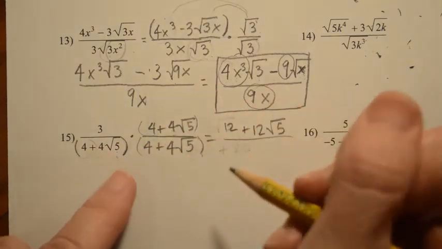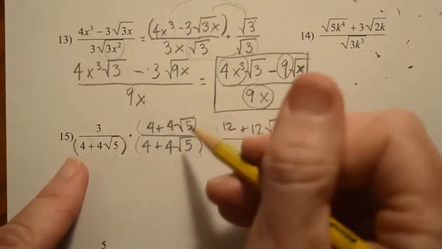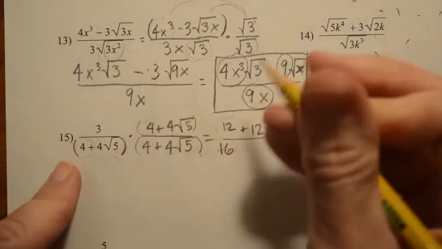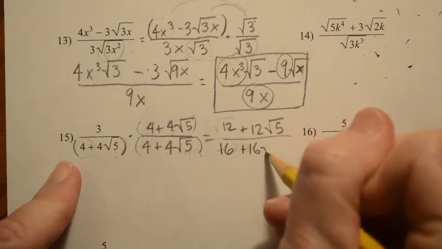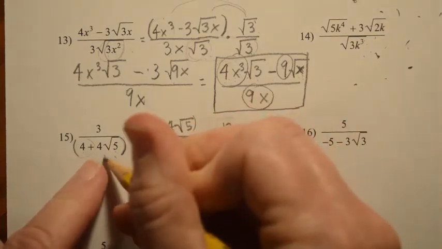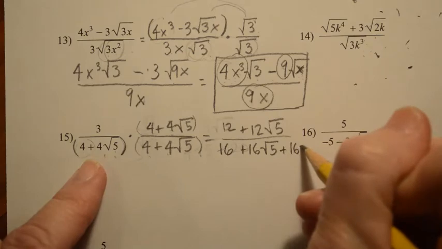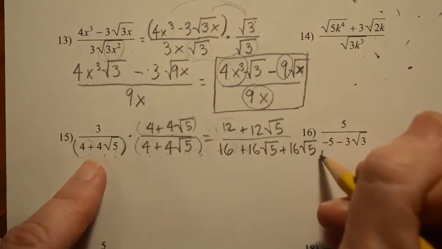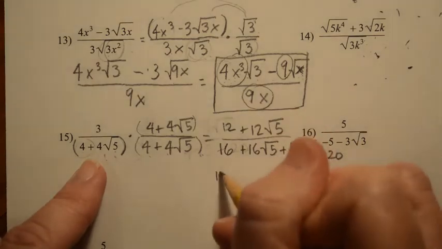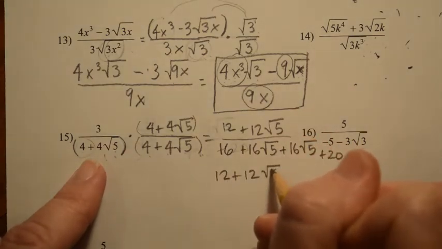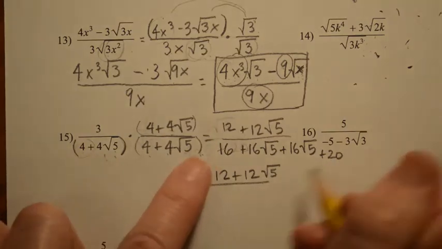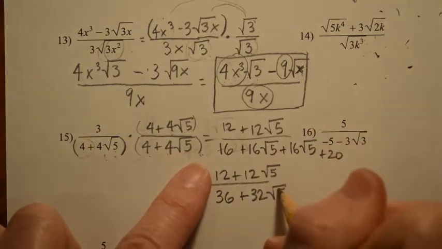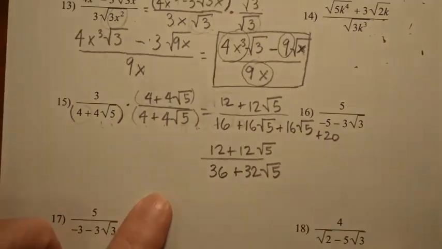All right, and here it's kind of a pain in the neck, but we're going to have to FOIL it out. So we'll get 4 times 4 is 16. 4 times 4 root 5 is 16 root 5. 4 root 5 times 4 is another 16 root 5. And 4 root 5 times 4 root 5 is that 20 that we got before. And so we get 12 plus 12 root 5 over 16 and 20 is 36, but we still have that root 5 in the denominator. It just doesn't want to leave.